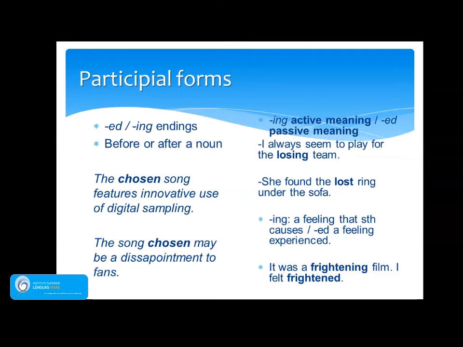Have a look at these examples. I always seem to play for the losing team. This is the team which is losing. Now, in the second example, she found the lost ring under the sofa. We can almost paraphrase it as she found the ring that had been lost under the sofa, with a passive construction giving us a passive meaning.